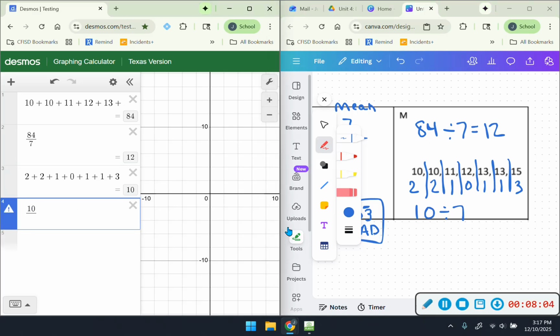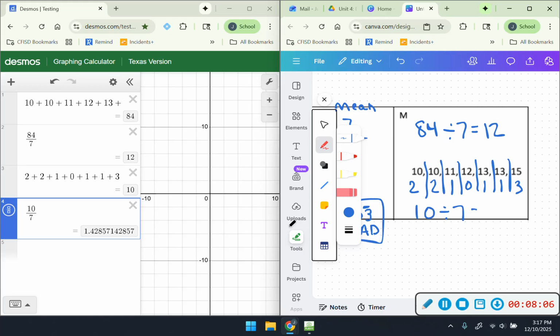10 divided by 7 to get my MAD, which equals 1 point. We're going to round it to 43 because this 8 bumps the next door neighbor up by 1. So we got our MAD. And I didn't write it on here, but remember, this is called our mean.